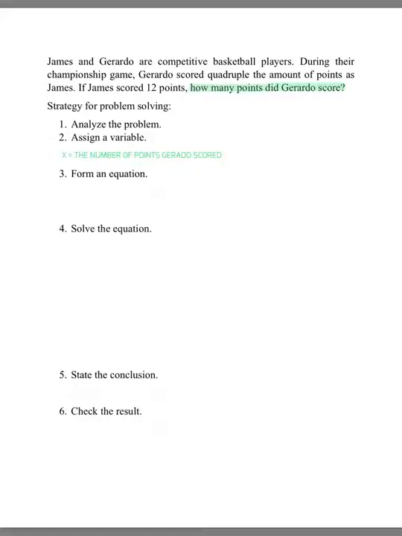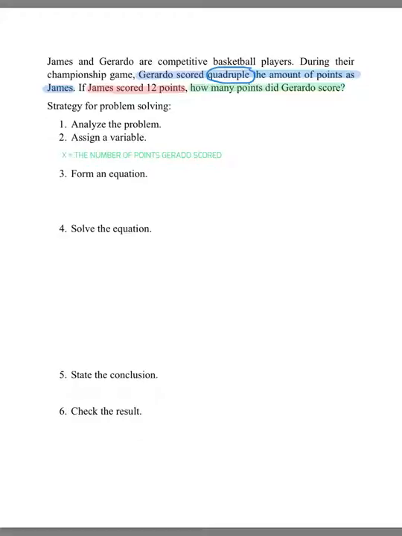So now let us get back to analyzing our word problem. So let's see what other information we can extract. So we know James and Gerardo are competitive basketball players. And now the key here is what happened during that championship game. During the championship game, we know that Gerardo scored quadruple the amount of points as James. And we also know that same night, James scored 12 points. So the keyword being quadruple. Quadruple is a keyword here. So we're going to have to incorporate that.